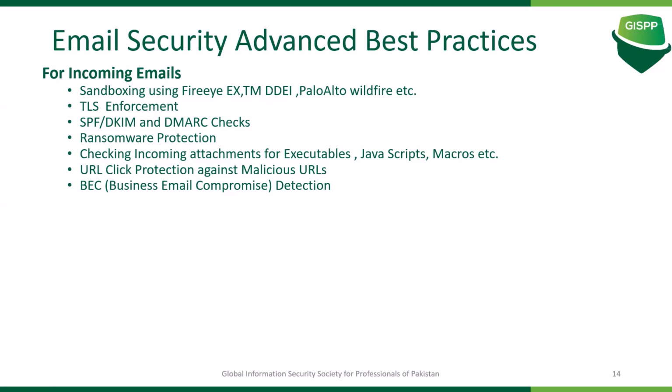Also, it should give you some protection from ransomware, by having some artificial intelligence embedded in the email gateway to look for any patterns. It should also check the incoming attachments for executables, JavaScripts, macros. For example, Symantec Messaging Gateway gives you an option called disarm. If you use the disarm function, it will disarm the macros, it will disarm the JavaScripts, and so your attachment becomes harmless.